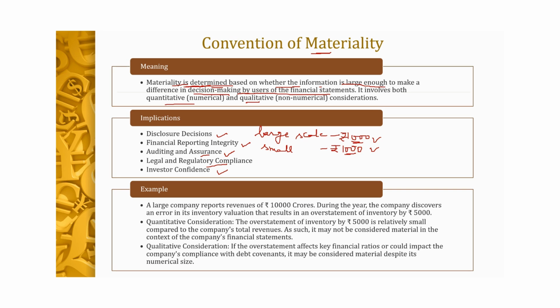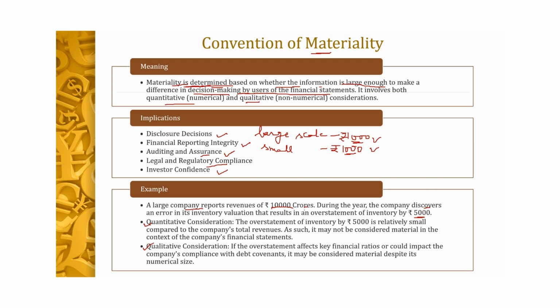Now let's discuss an example. There is a large company whose reported revenue is 10,000 crores. Now during the year, the company discovers an error in its inventory valuation that results in overstatement of inventory by rupees 5,000. Now there are two aspects. One is quantitative, the other one is qualitative.